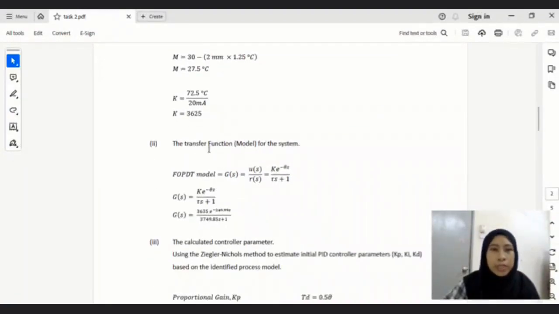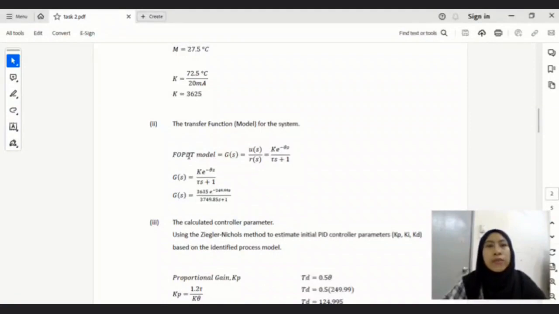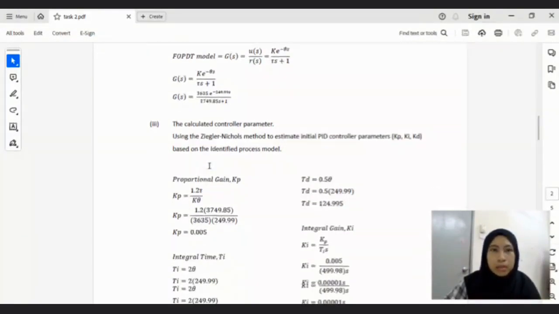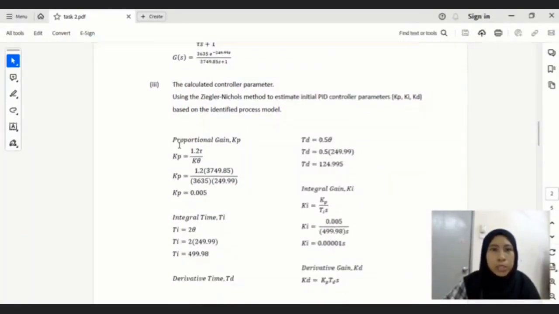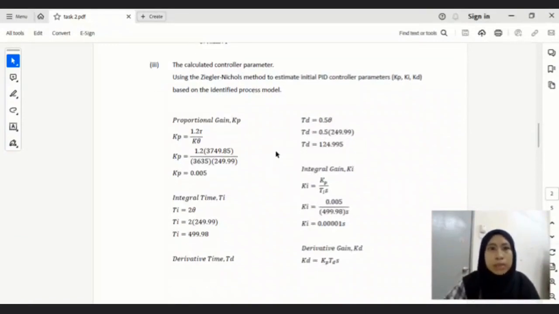And the transfer function model for the system is the FOPDT model, G(s) = Y(s) divided by R(s). We got these parameters from the calculated parameters, and using Ziegler-Nichols to estimate the initial PID control parameters Kp, Ki, and Kd based on the identified process model.